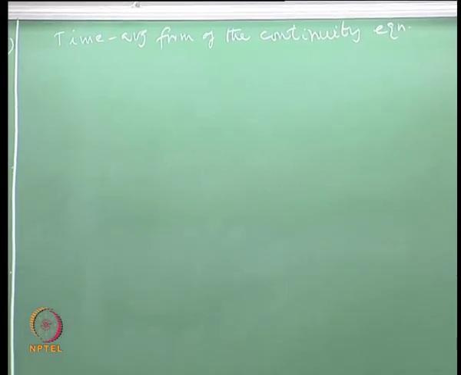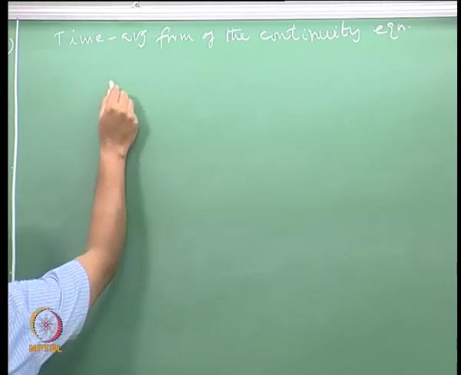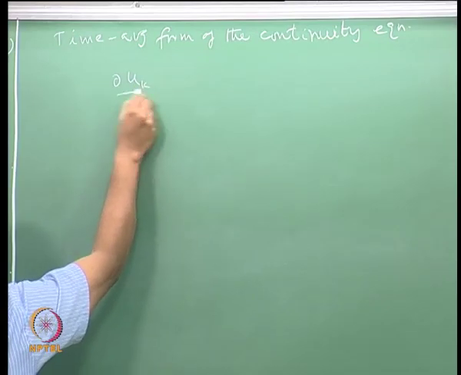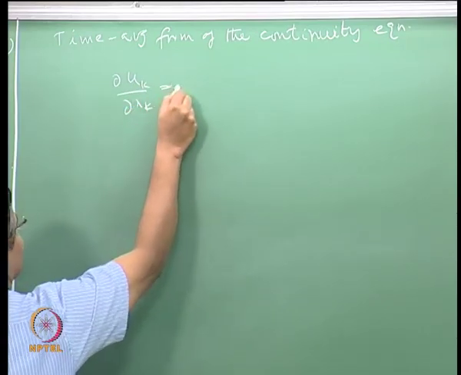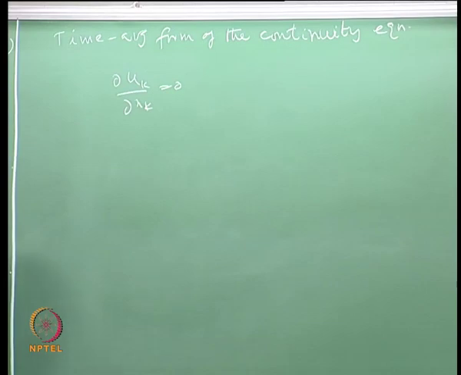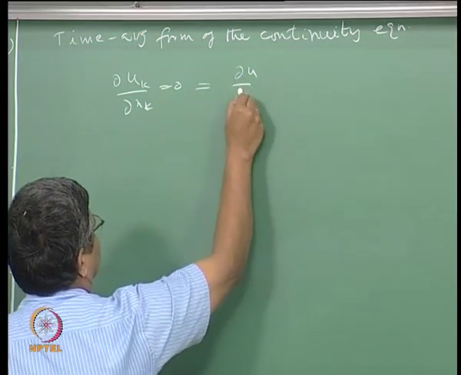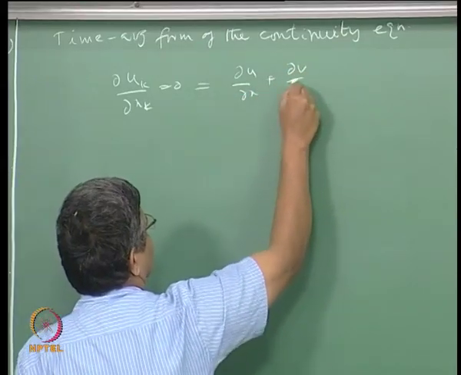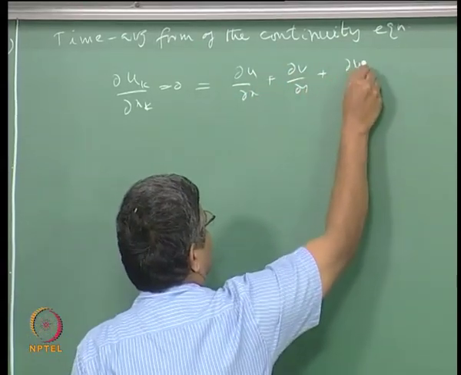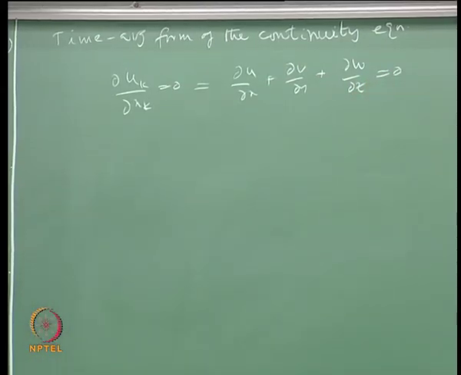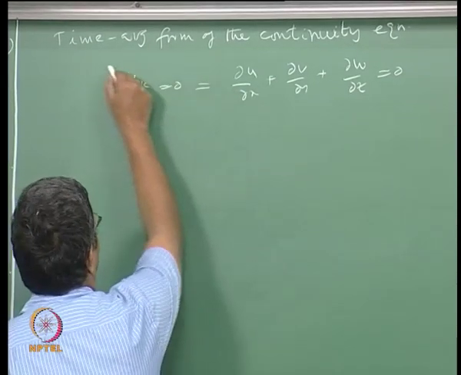We will take the case of incompressible flow, in which case the continuity equation is nothing but ∂u_k/∂x_k = 0, and this is equal to ∂u/∂x + ∂v/∂y + ∂w/∂z = 0, and we can time average both the left hand side and the right hand side of this.